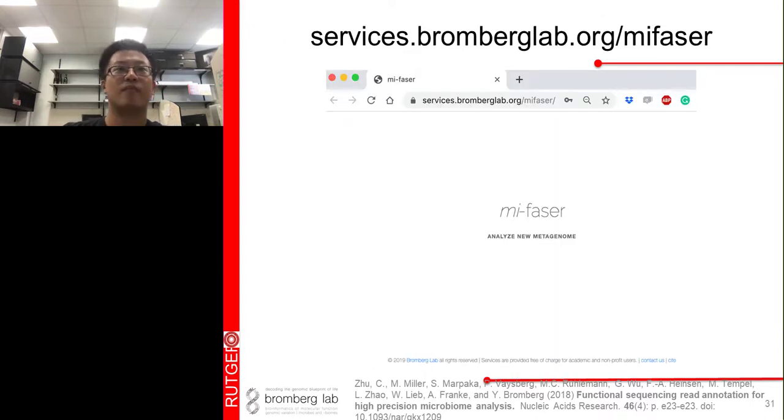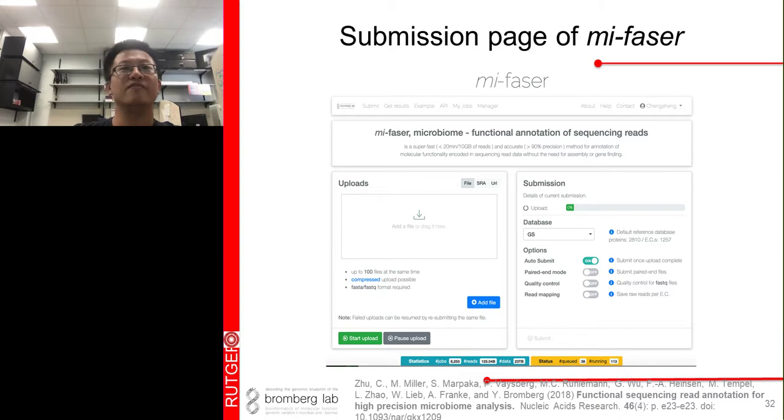And we also created an online service called MyPhaser, which is available at the website here. In MyPhaser, we accept your submission of your metagenomes, and we will annotate it for you using the Phaser algorithm against that gold standard database where, for every single protein, its functional annotation is experimentally verified.